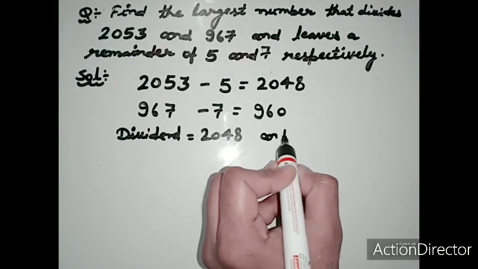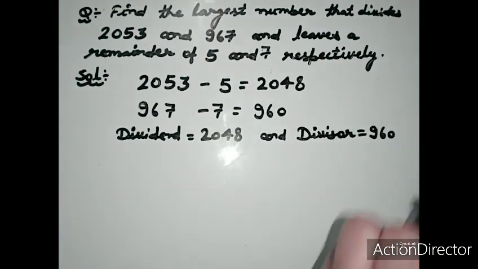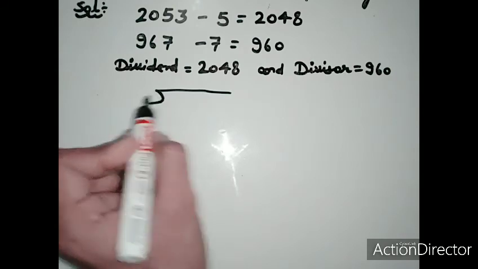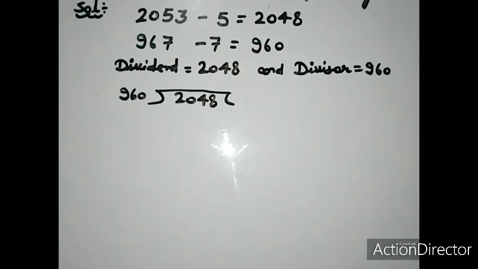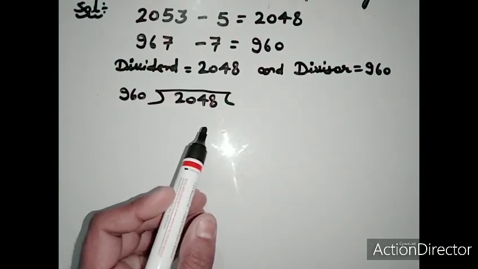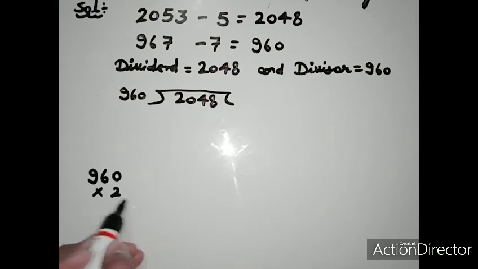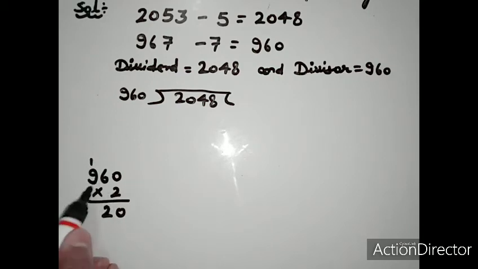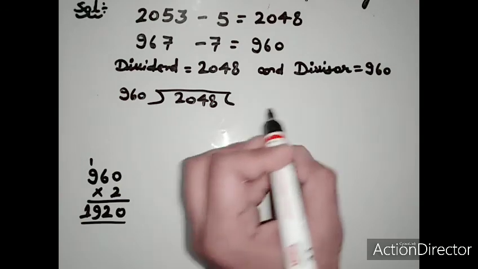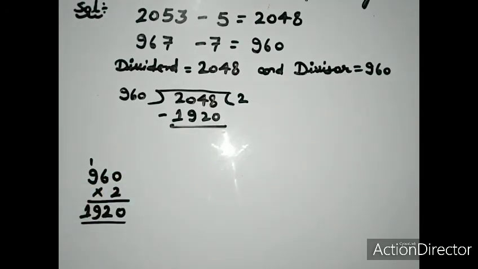Okay, and as a divisor 960. Okay, now we divide greater number from smaller number. So how many times 960 divide 2048? 2 times. So 960 multiply by 2. 2 zeros are 0, 2 6 are 12, 2 1 carry here, 9 2s are 18, 1 19, 1920.